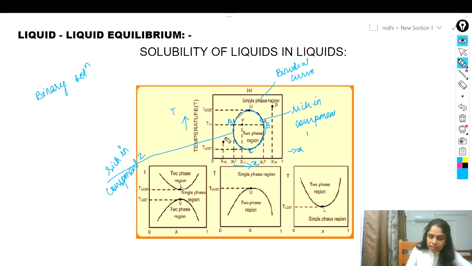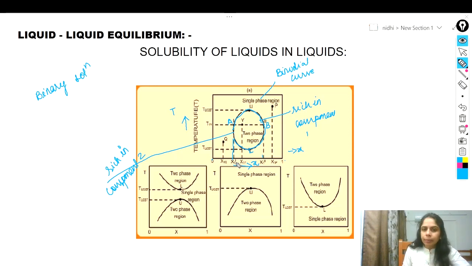That's why this phase is rich in component 2, and here x1 is 1. That means x2, the other component, will be 0. That's why this UBL curve is rich in component 1. So here we have the equilibrium composition.